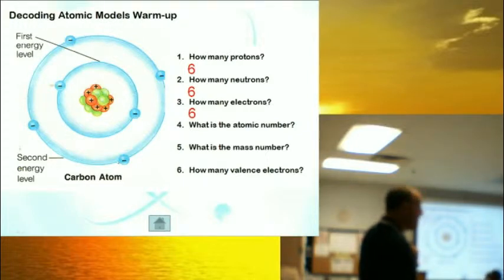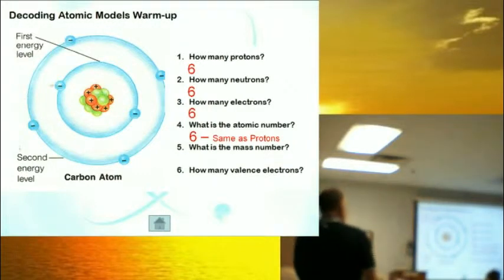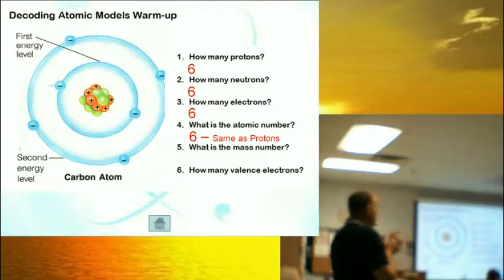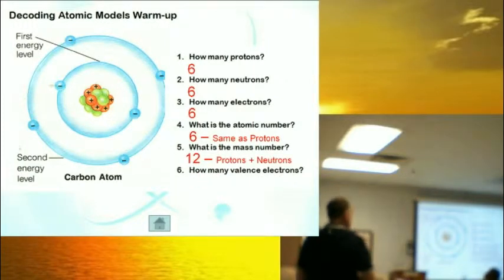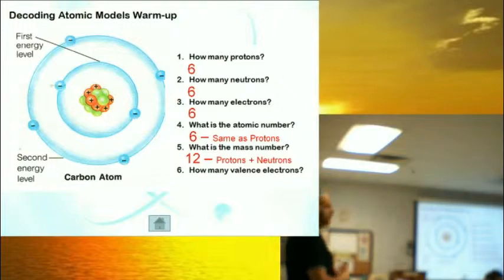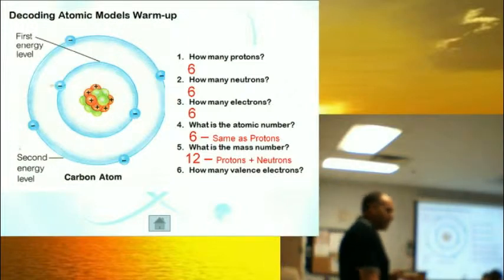What is the atomic number, Grace? The atomic number is 6. Remember, it's the same as the protons. What is the mass number, Jace? It is 12. Very good. It's the protons plus the neutrons. Why don't we count the electrons? They don't have any mass.